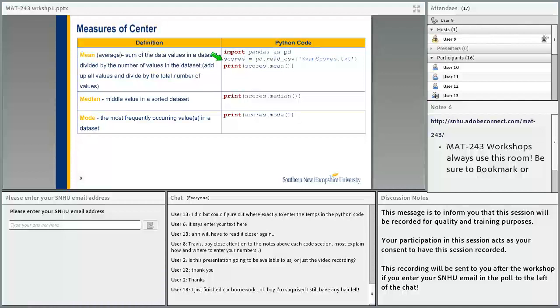Then we have a variable called scores. We say scores equals pd.read_csv. So what we are doing here is we have a text file called exam scores, and all the data from the text file is being saved in the variable scores. Then if we do print scores.mean, it will give us the mean of all the scores. Print scores.median will give the median, and print scores.mode will give us the mode.